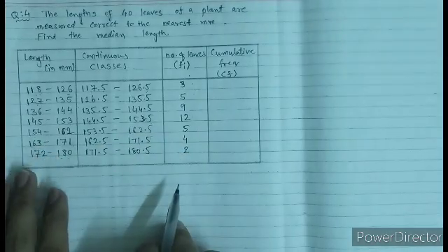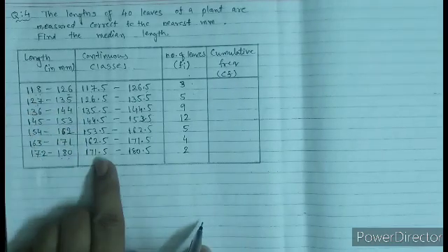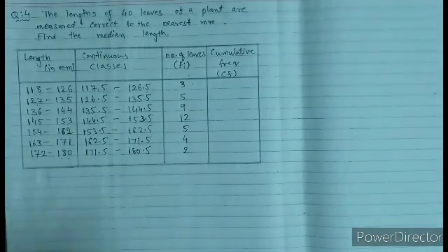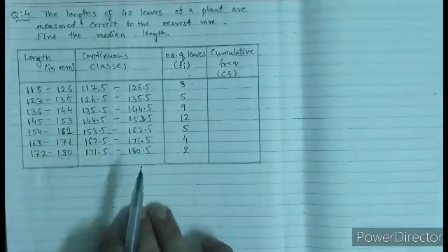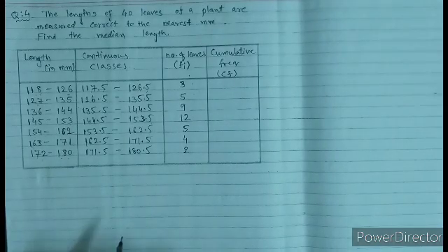Remember that whenever in the given data the class distribution is non-continuous, then you have to convert it into a continuous frequency distribution. This is necessary in case of mode and median only. You need not do this with mean.